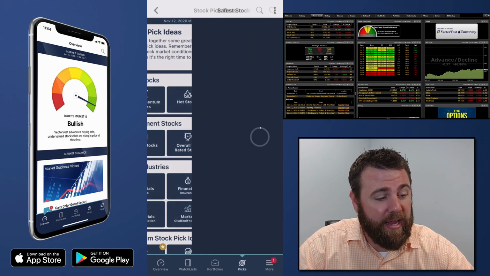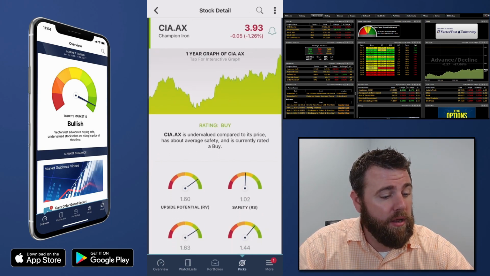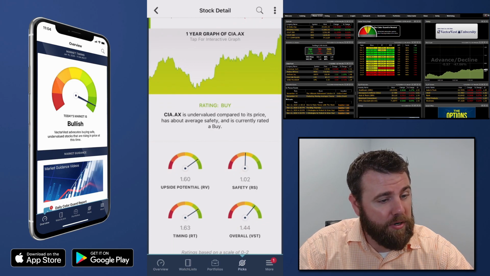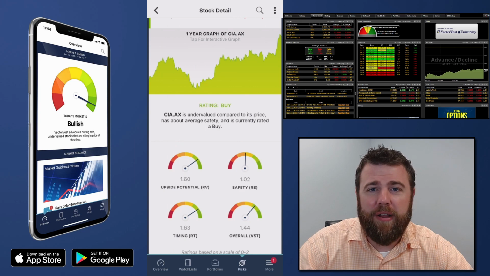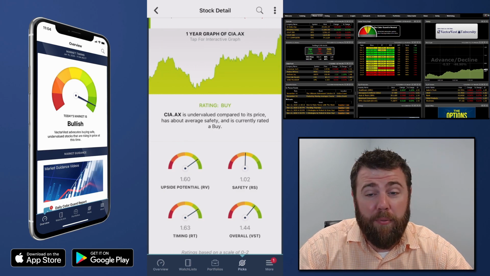Going back to the picks, taking a look at the safest stocks. So CIA.AX has great long-term potential. If this is one of the safest stocks with this 1.02, it definitely brings a little cause for concern that the RS is so low, but can't fight the trend, and the timing is at 1.63.